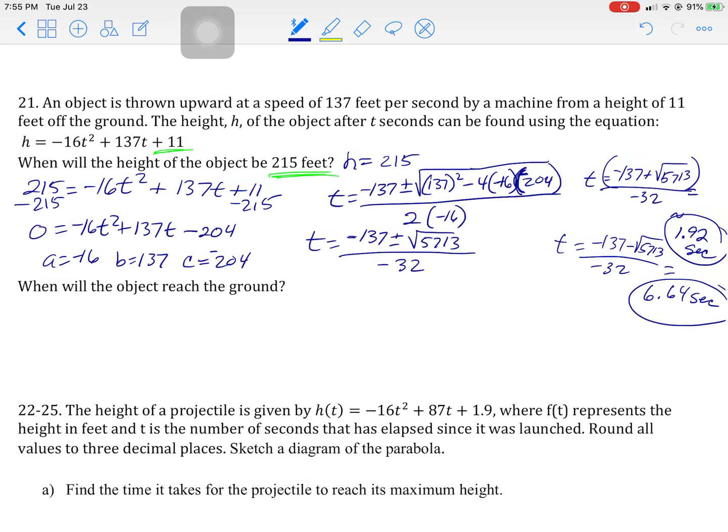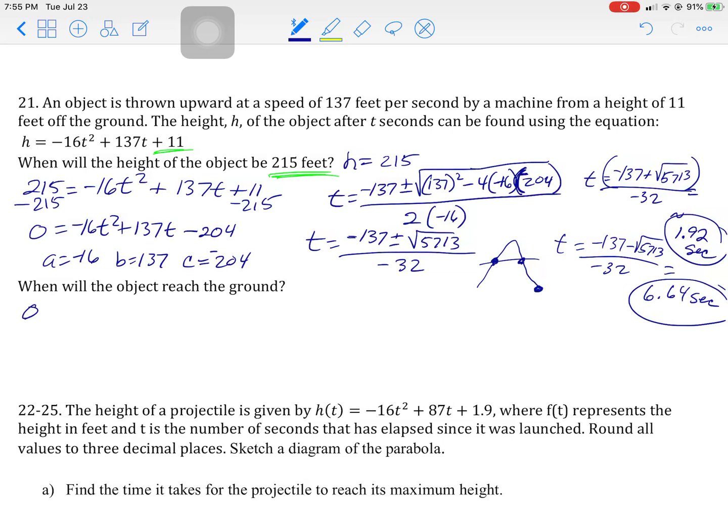If you can kind of picture it, it's a projectile. It's going to go up and back down, and somewhere in here, at 1 and almost 2 seconds, it's going to hit here, and then at 6 seconds, it's going to hit there. Okay, so 2 times it's going to be at 215 feet. So you need both times, all right? But then eventually it's going to reach the ground here. So let's find that time.